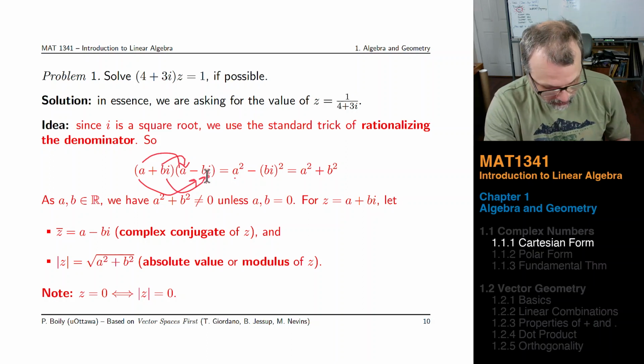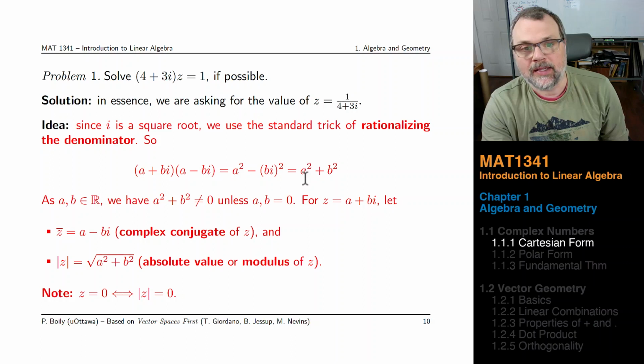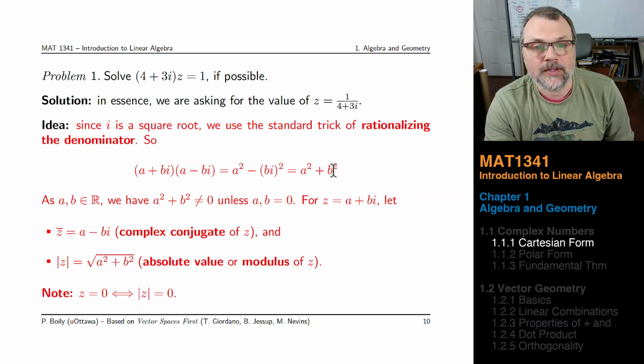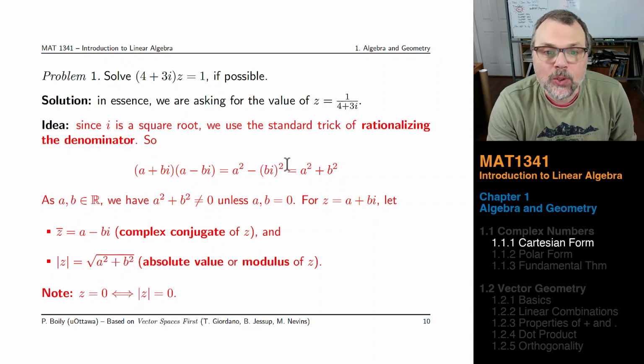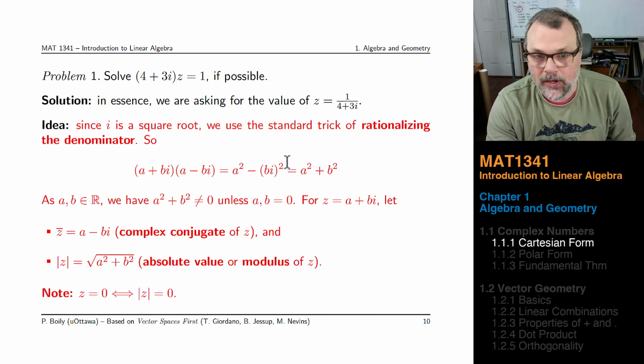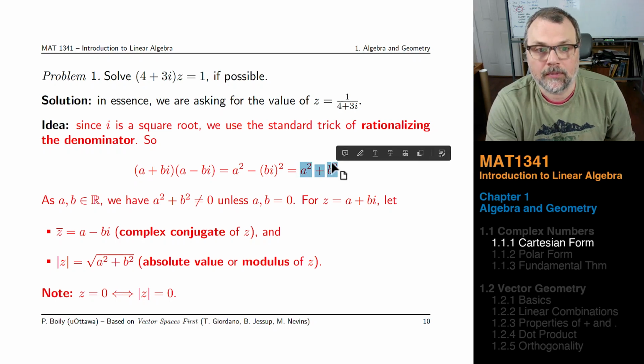Like, okay, so the product of a plus bi with a minus bi is simply a squared plus b squared. Well, why plus b squared? Bi squared would be b squared i squared, and i squared is minus 1, and minus 1 times minus 1 is 1. So we have a squared plus b squared, this expression right here.